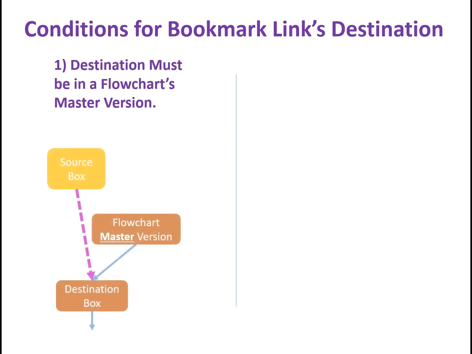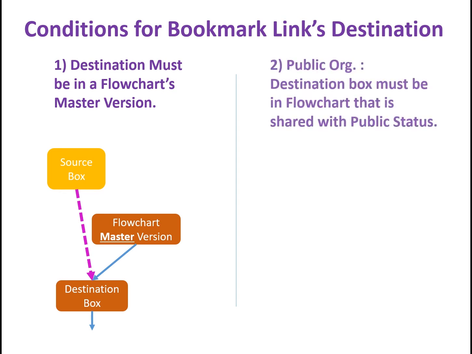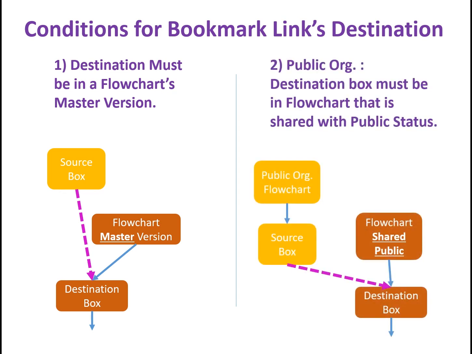As you just saw, it's very easy to create a bookmark link by selecting your bookmark alias in the drop-down list. But before you are able to create these bookmark links, your destination box needs to satisfy two important conditions. The first condition, your destination box must belong to the master version of your destination flowchart at the time this bookmark link is created. And the second condition only applies to public flowcharts in the public organization.